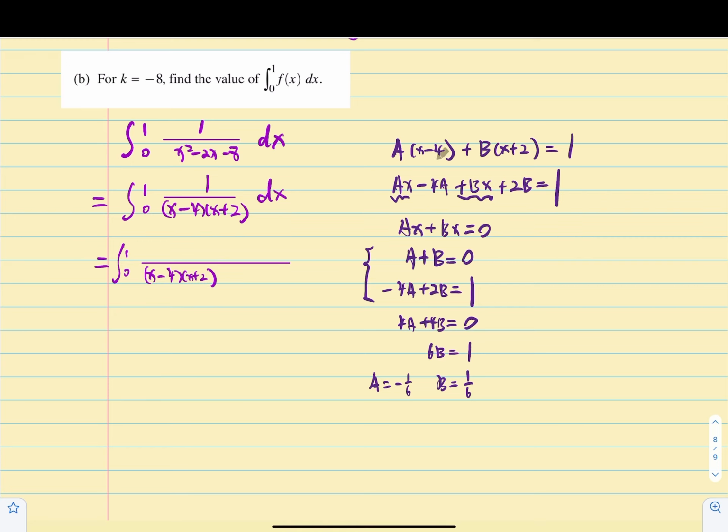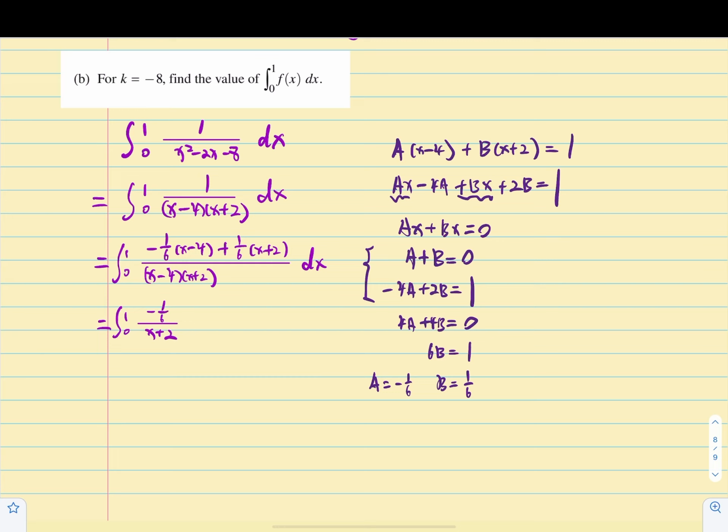And join these two things together. There's a negative 1 over 6 of x minus 4 plus a 1 over 6 of x plus 2, because these two things add together to 1. So we can separate these two parts. This part is x plus 2, and this part is x minus 4, and they eliminate each other.